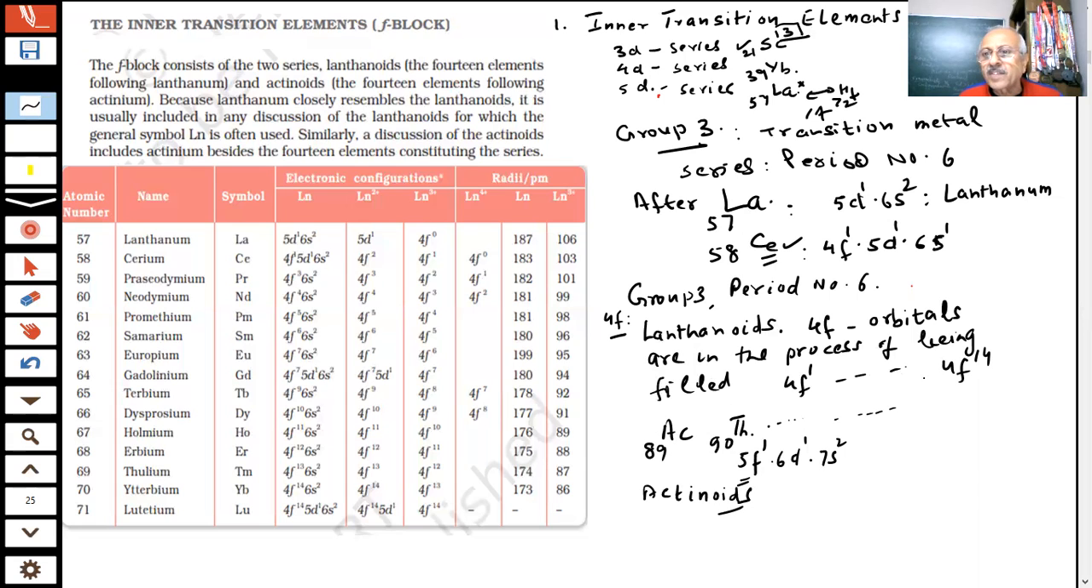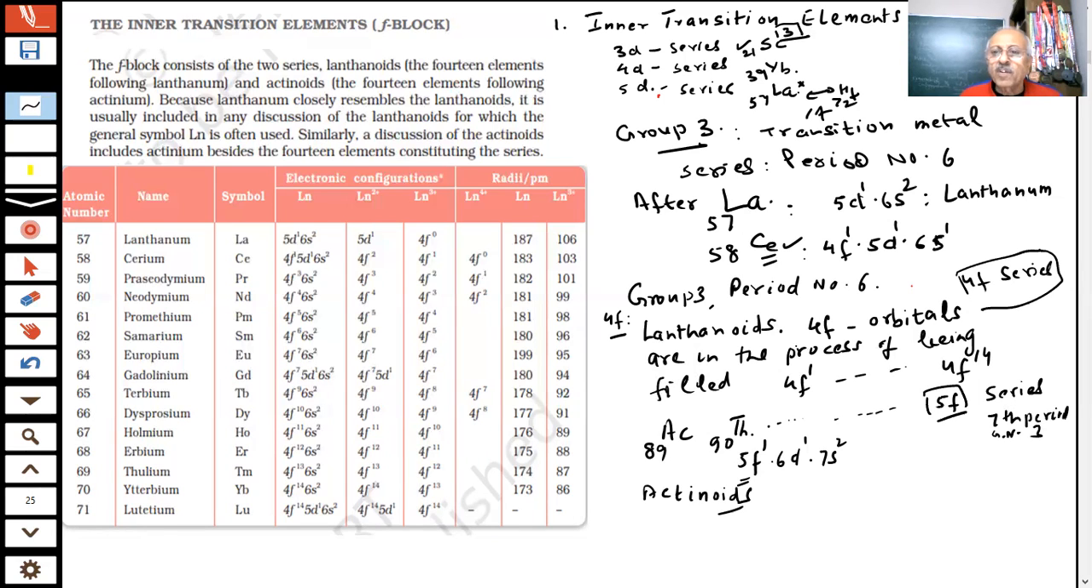In the f block elements, I am saying there are two series. The first one is the 4f series, the second is the 5f series. This is our 4f series. This will belong to the 7th period and group number 3. This question has been asked in the paper.